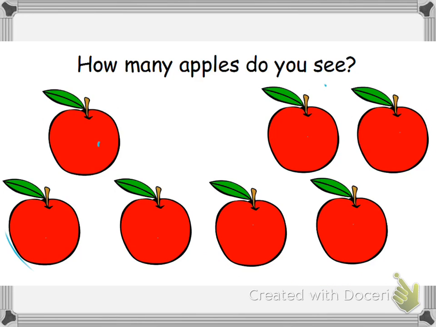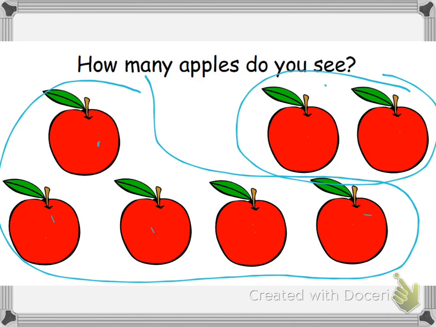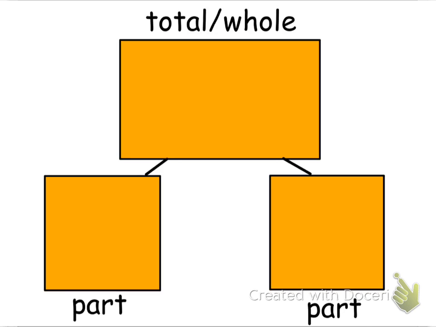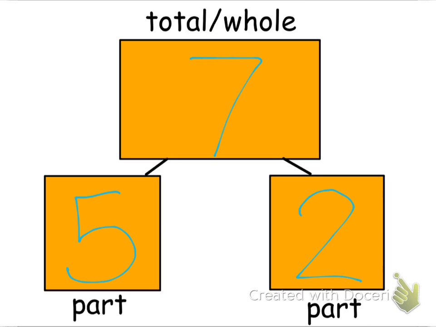Now, maybe you saw 1, 2, 3, 4, 5, and 2. So let's write that. 5 and 2 are our parts, because that's what's making up our whole. Parts are what make up our whole. And what is our whole again? 1, 2, 3, 4, 5, 6, 7. Remember, our whole is all of them together. Okay, so we know that 5 and 2 make 7.